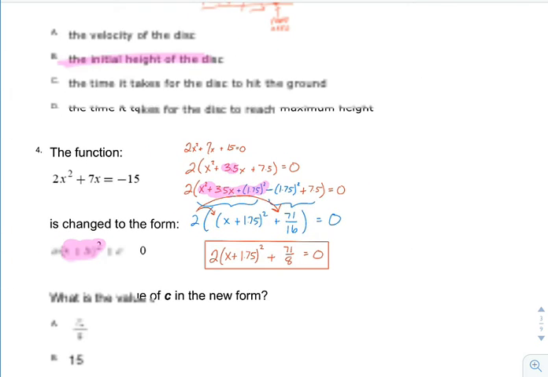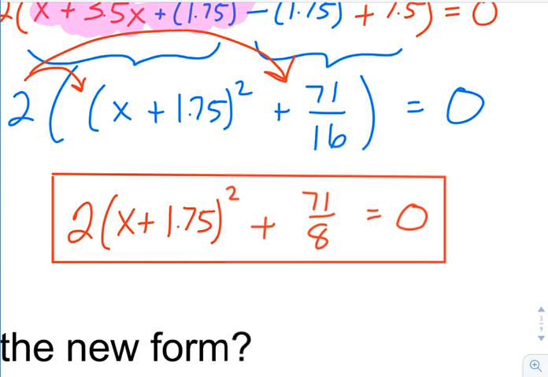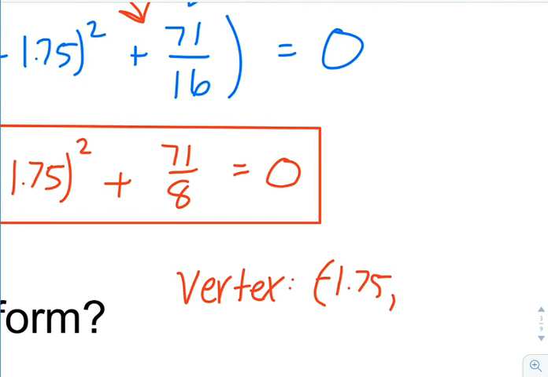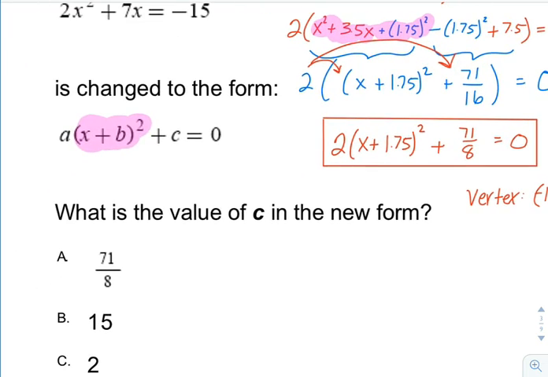Now, we are now in this form. This is called vertex form. A little point of review here: you can now tell the vertex of this quadratic. It's negative 1.75, and then 71/8 is the y-coordinate. That's the vertex. It's asking for, in the new form, though, what is the value of c? And sure enough, the c is right there.